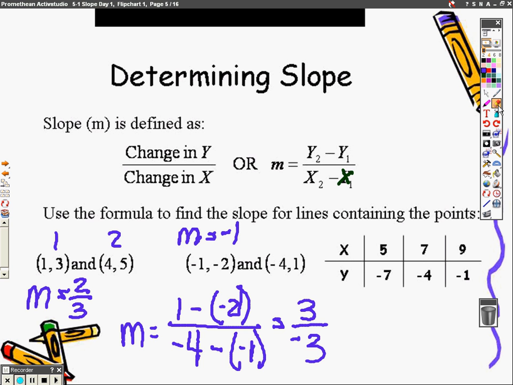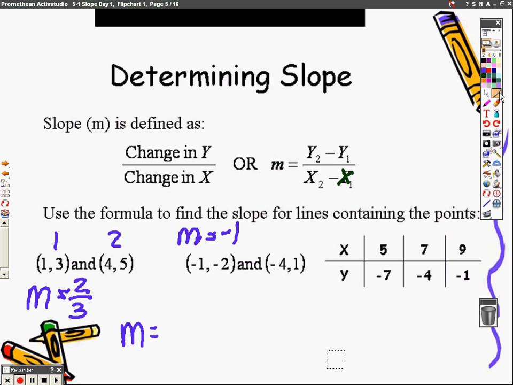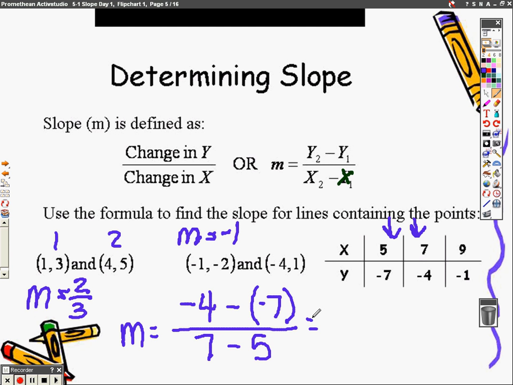Okay, for the third example, you can pick any 2 points and use the slope formula. So I'm going to pick these first 2 points. So y2 minus y1 over x2 minus x1. Okay, negative 4 minus a negative 7 becomes negative 4 plus positive 7, which equals 3. And 7 minus 5 is 2. So my slope is m equals 3 halves, or 3 over 2. It doesn't matter which points you pick. Any points on a line will have the same relationship, so you will get the same slope with any 2 points.